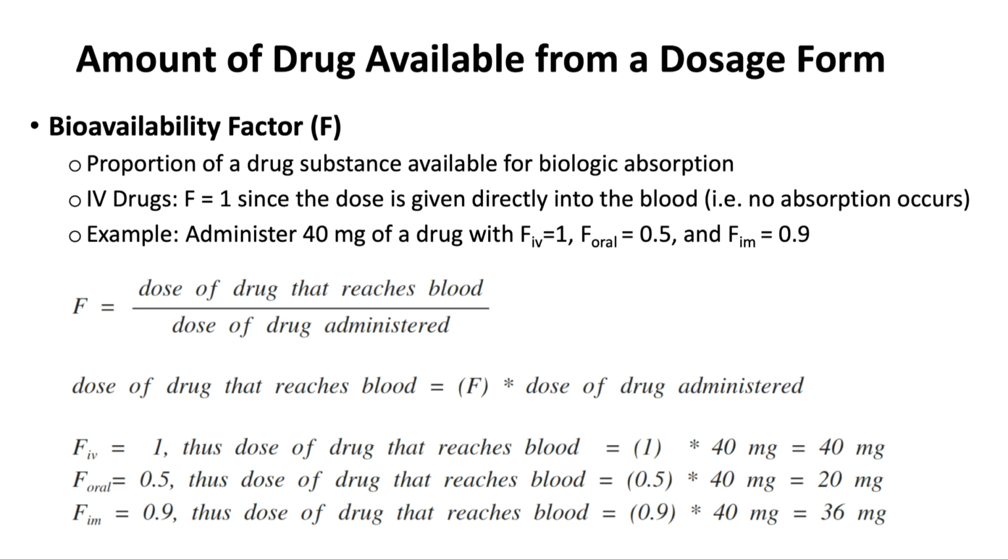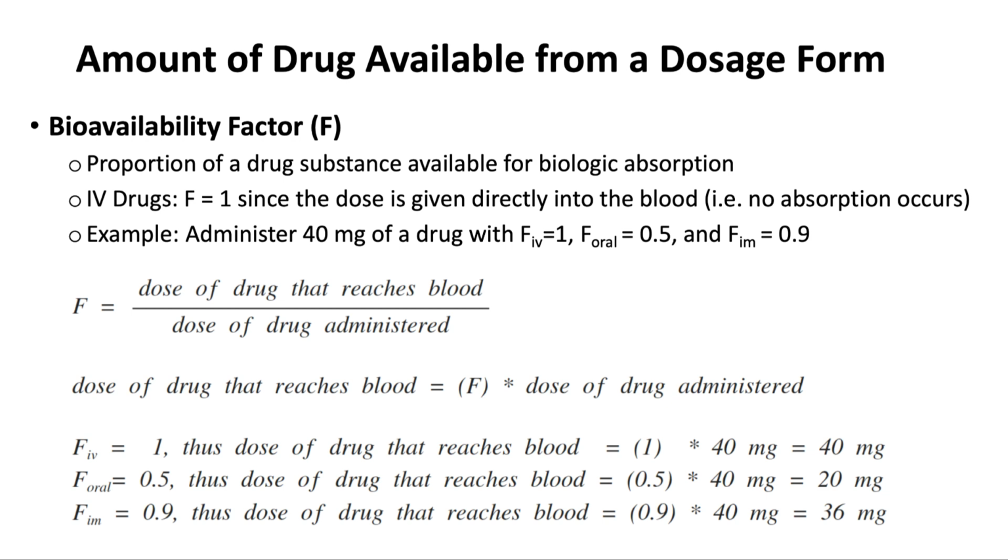The F for IV is 1 because we're putting the drug directly into the blood. So it should make sense, but let's use our formula here and say that the dose of the drug that reaches the blood would be our F value, in this case 1, times the dose administered, which is 40 milligrams. So 1 times 40 milligrams equals 40 milligrams. It should make sense for an IV administration that if you inject 40 milligrams IV, you get 40 milligrams into the blood because that's where you injected it.